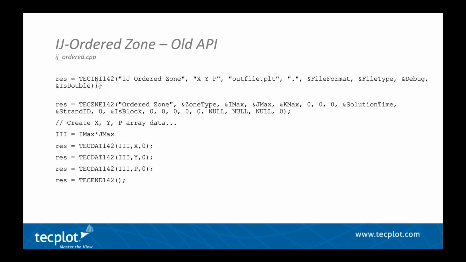So once I call this function, a file will be opened and created, and then I add a zone to it. Here I'm adding just one ordered zone of a specific IJK dimension. Give it a solution time and strand ID if it's transient, whether it's block format, and I believe this is required now to be block format. I don't think we write point format.